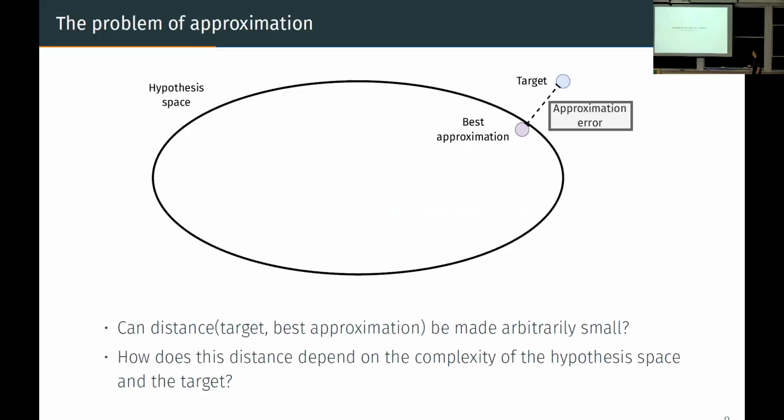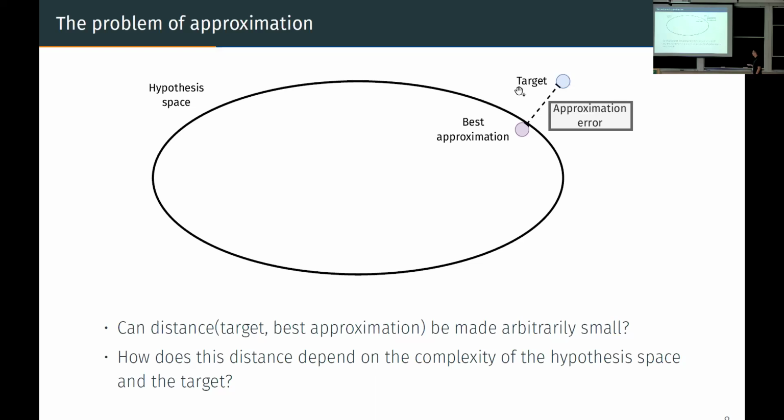Here's the problem we want to study: the problem of approximation theory. This is perhaps the simplest problem you can pose when you have a hypothesis space. So the idea is that you have some hypothesis space of deep residual networks, and you're trying to learn some map, which is a target mapping between x and y. And the approximation question basically asks how small this approximation error is.